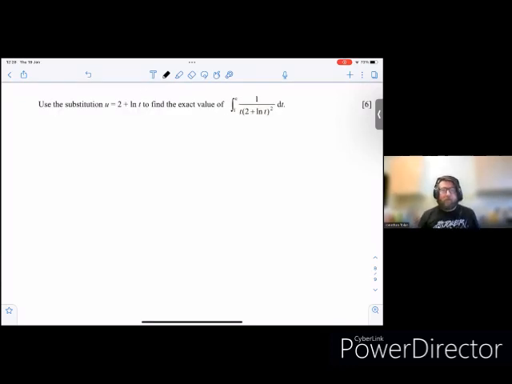And finally, pause the video and have a go at this one. Okay, so differentiate our u, we get du by dt. Slightly awkward, there's no x's here, so if we differentiate that with respect to t, we get 1 over t. And we're wanting to substitute dt. So dt equals t du.